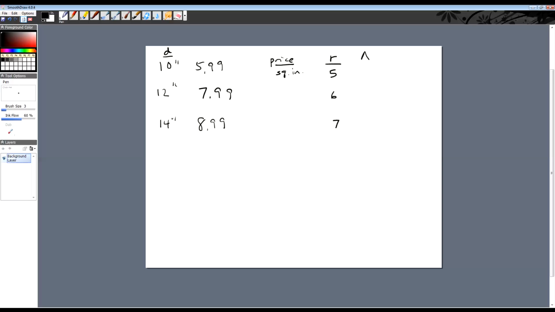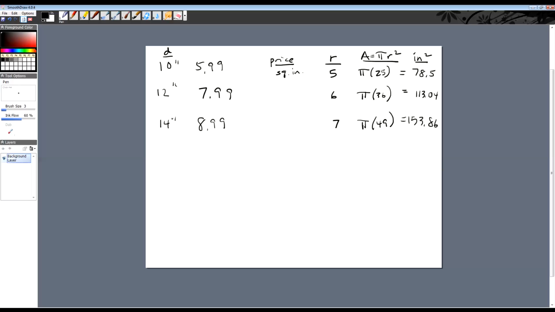So the area would be pi times the radius squared. So pi times 5 squared, which is 25. Pi times r squared, which would be pi times 6 times 6, or 36. And then lastly, pi times 49. Now, if we use 3.14 for pi, the area gives us 78.5 square inches. This is 113.04. And this is 153.86. Now we aren't through yet because we have to compare the price per square inch.